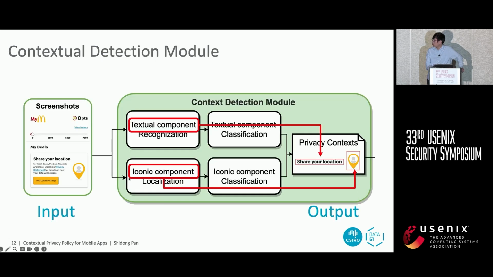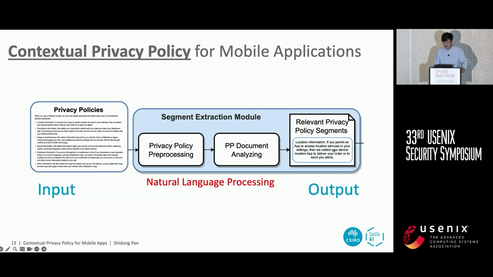And then we also use some rule-based geometric computer vision techniques to detect all the iconic components on your user interface. Here, this map mark icon is certainly related with the location. So we can detect such an icon and classify it as related to your location, and then have a label of it, which is about location. So that's how we detect the privacy context in your user interface.